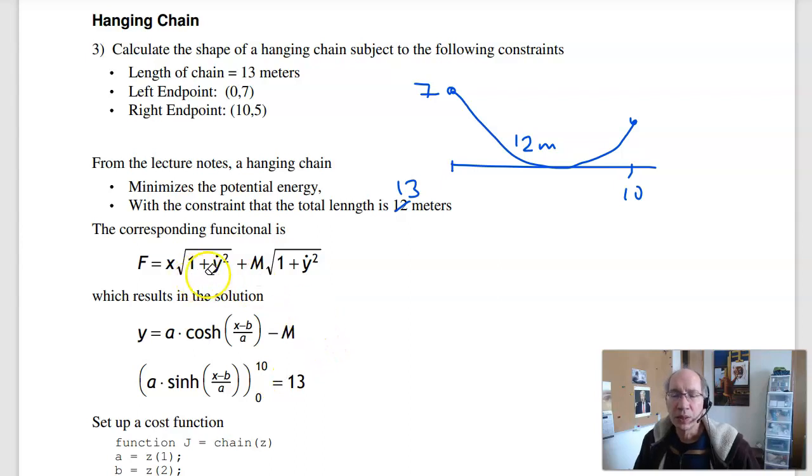So this is what the functional is going to look like. I want to minimize the potential energy. That's this one. Here's the length times height. This is the Lagrange multiplier. The length of the chain is fixed at 13 meters. If I do that, actually going to be this guy, y. There's my functional. Solving that from the lecture notes again, it'll be hyperbolic cosine with the Lagrange multiplier.